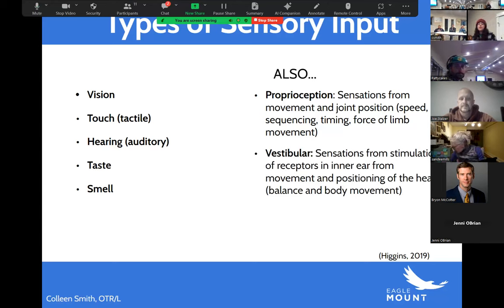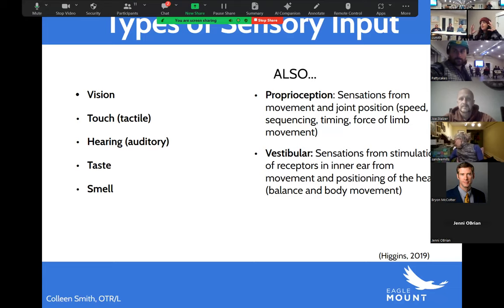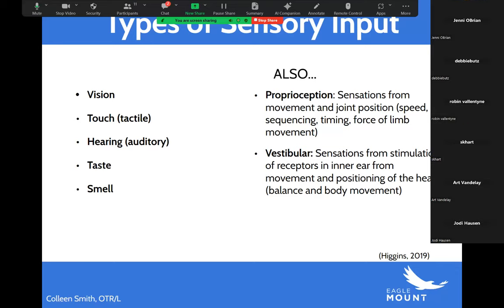Vestibular refers to stimulation in your inner ear. There are little cilia that the fluid in your inner ear canals moves, so that's how you know where your head is in space. That's really important for balance and body movement, and that is huge when we're skiing. We have one kiddo who doesn't have those cilia, or they're underdeveloped, so his vestibular system doesn't get much input at all. Once we start sliding on skis, he'll just flop over to the side. So it's a really important sense for figuring out balance.